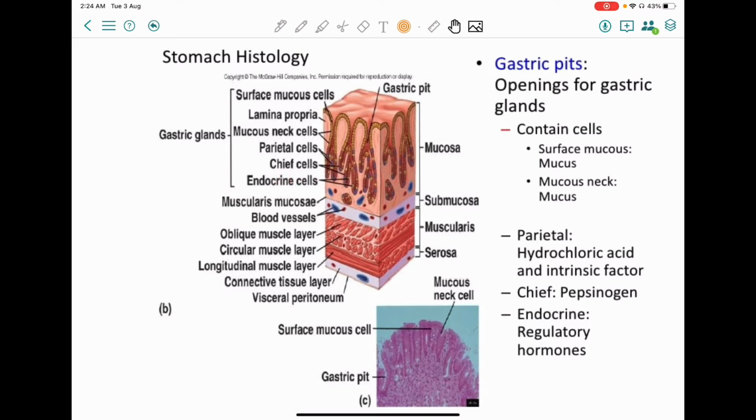There are mucous neck cells, and then parietal cells which produce HCl, and then there are chief cells, and then there are endocrine cells. What do chief cells produce? Chief cells produce pepsinogen, and the endocrine cells produce gastrin, which is a regulatory hormone.